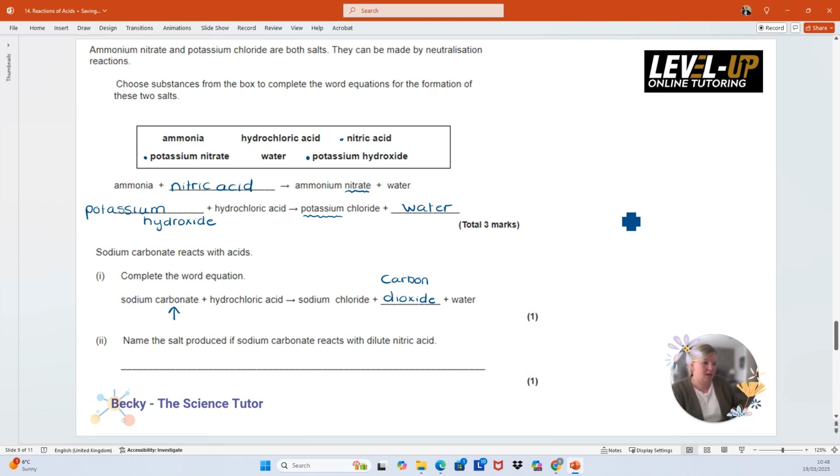Name the salt produced if sodium carbonate reacts with dilute nitric acid. So we're going to take the name of the metal first, so we're going to have sodium, and remember that nitric acid becomes nitrate. Okay.